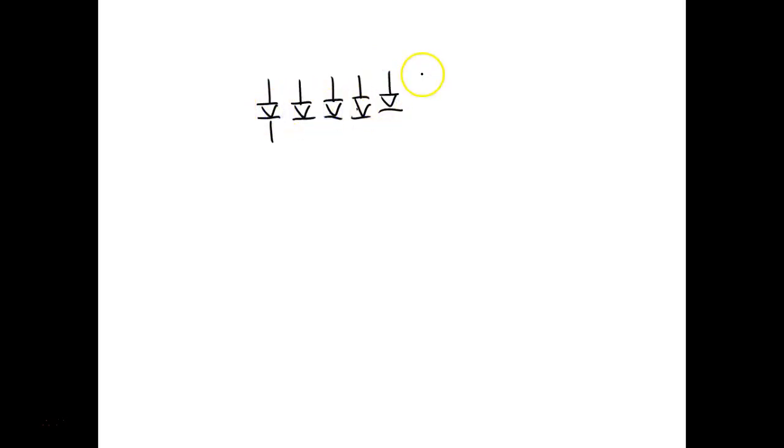One, two, three, four, five, six, seven. And what we have is a common anode, all of these are connected together. All the anodes are connected together. So we'll come up here, we're going to hook this up to plus 5 volts. And then what we will do is we'll come up here and we'll put a resistor in each leg.